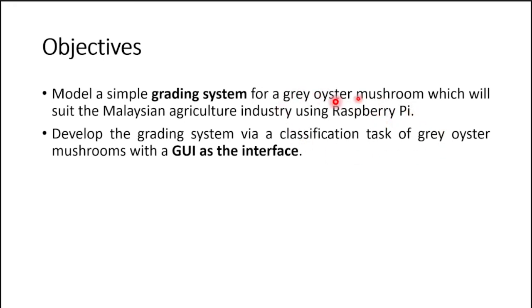Whereby we will use hardware via Raspberry Pi. And then we try to develop the grading system via classification tasks, utilizing a deep learning brain for categorizing the grey oyster mushroom, with the help of a graphical user interface for the inspector in order to classify them.